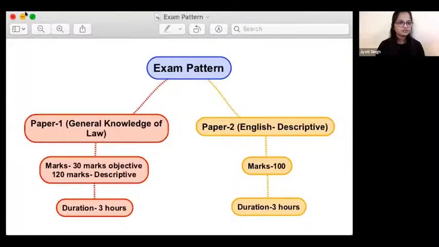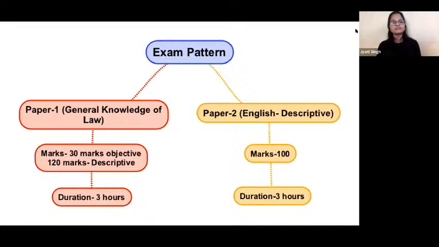So if you look at the examination pattern over here, obviously it's a bit different when it comes to your SEBI exam. If you look at the different sectors where the other RBI exams are conducted, for different streams, the pattern is the same: you have phase one, phase two, followed by an interview. But here, the exam pattern is slightly different when it comes to the legal stream of the RBI Grade B exam. So here, your first paper would be on general knowledge of law.